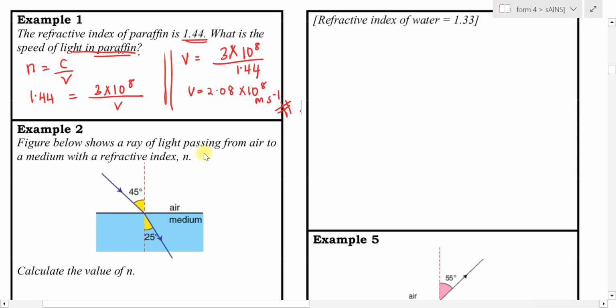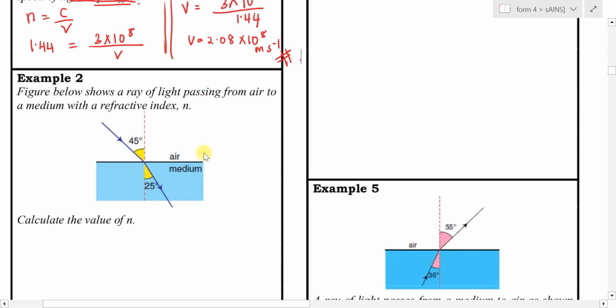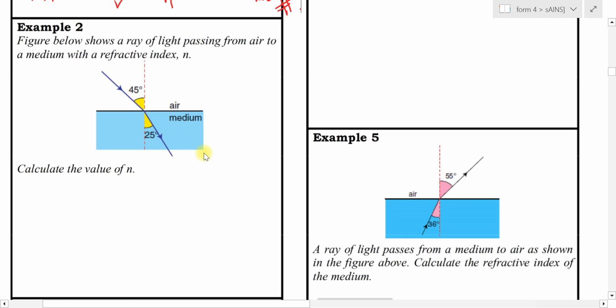Okay, next one is find the figure below, show the ray light passing from air to a medium, refractive index n, calculate the value of n. Kalau dia jadi macam ni, kalau dia bagi angle semua, kita guna n1, n2 lah. Okay, kita cuba guna n1, n2. Tapi dia tanya apa?